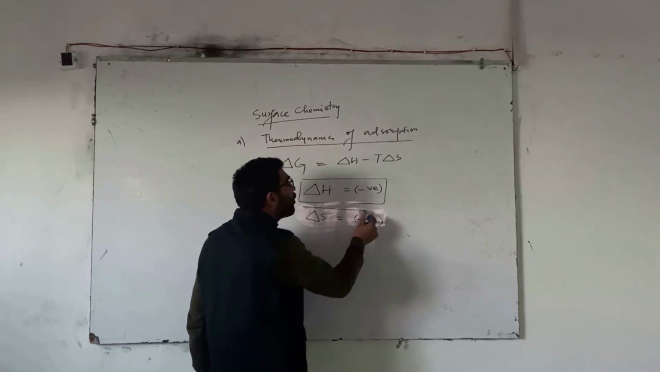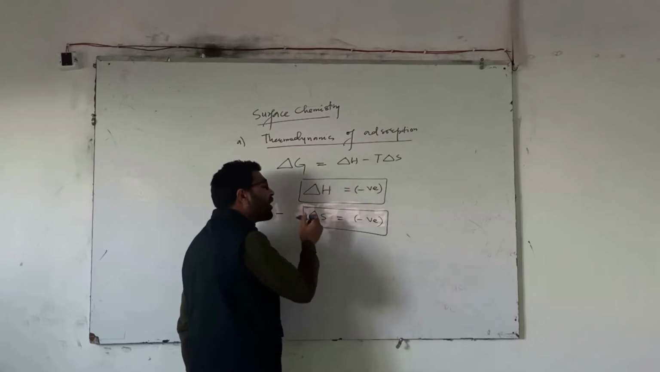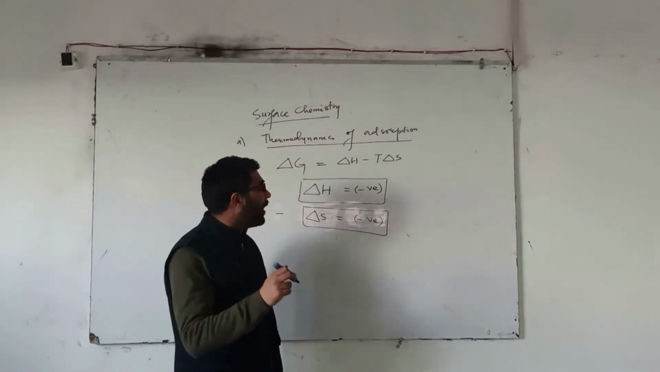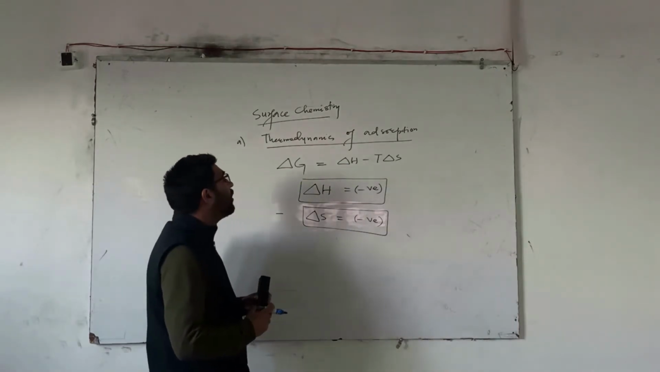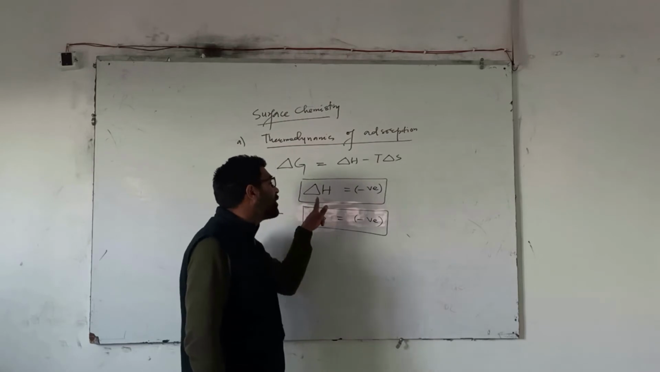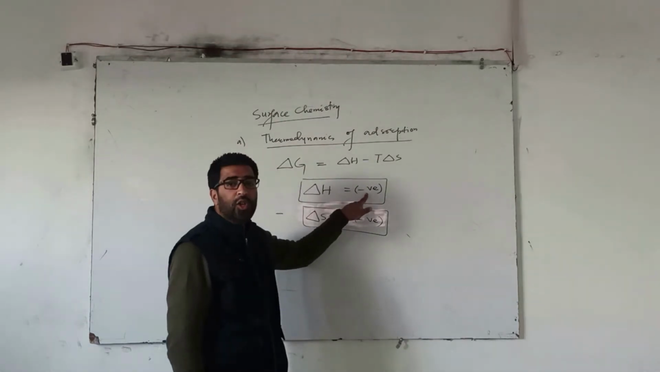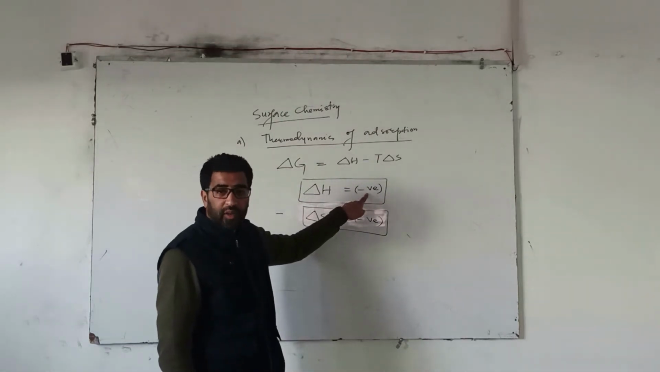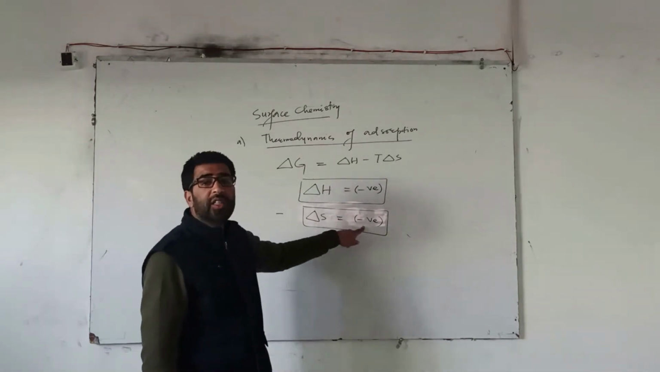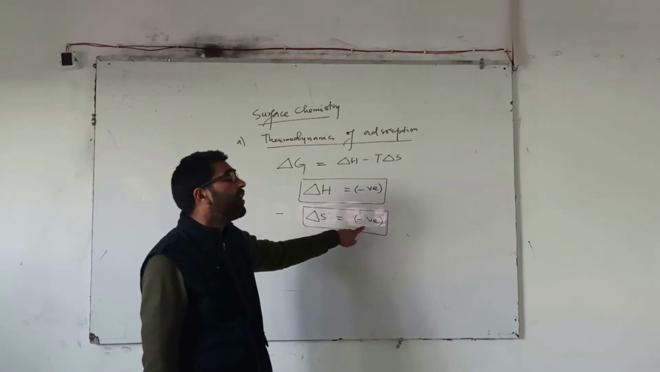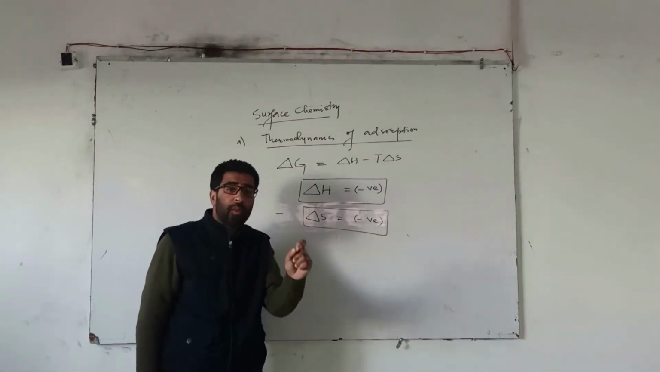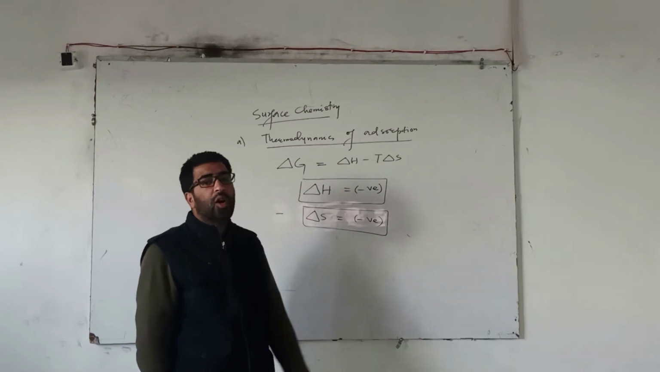Why does it come out to be negative? It is because of the decrease in the number of complexions when adsorbate combines with adsorbent. So every student must know that whenever adsorption takes place, energy is released, so delta H comes out to be negative, and there is decrease in the number of complexions, we can say there is decrease in the random motion, by forming intermolecular force between the adsorbate and the adsorbent.